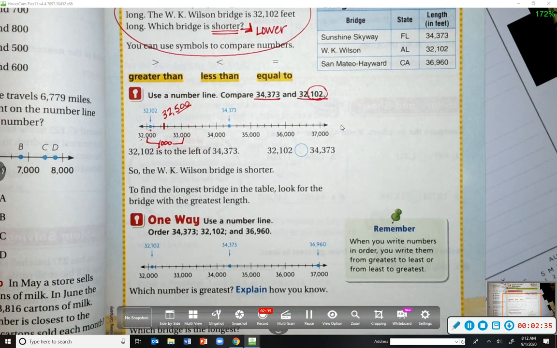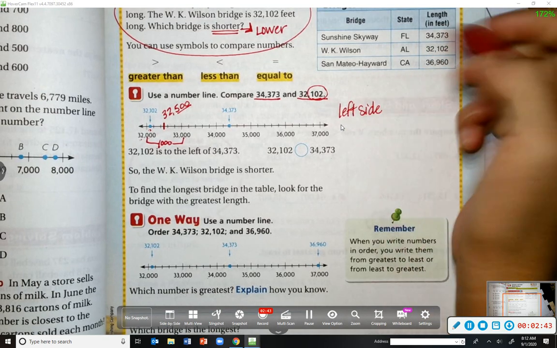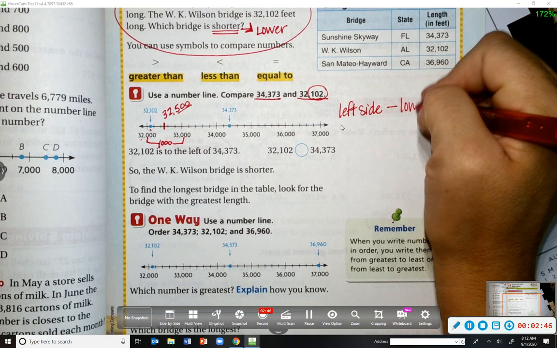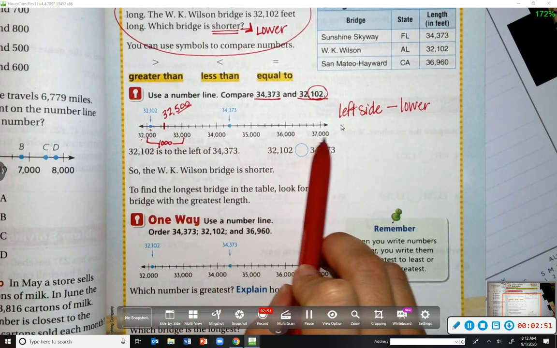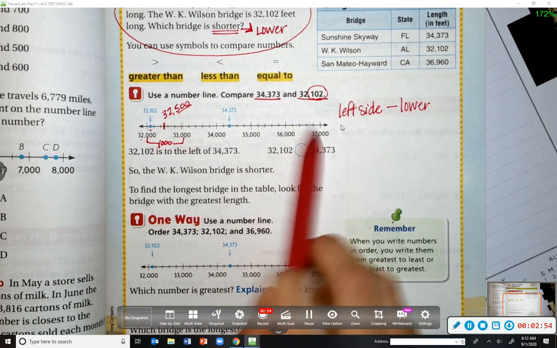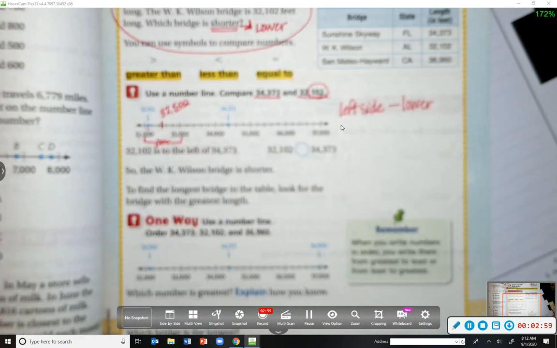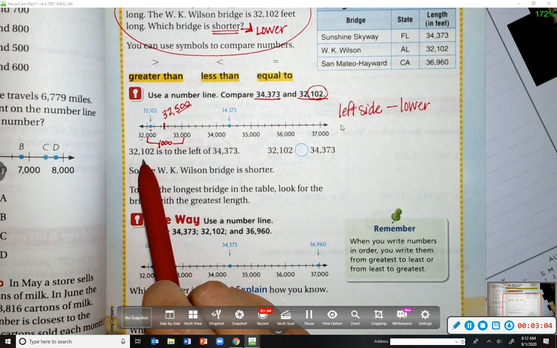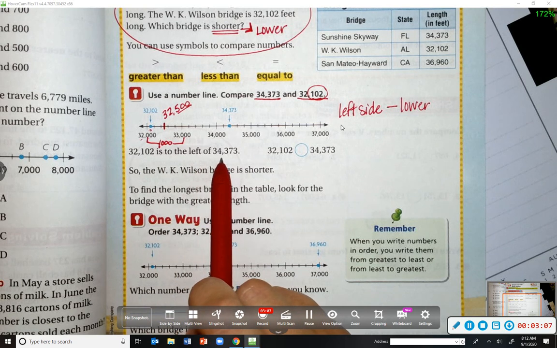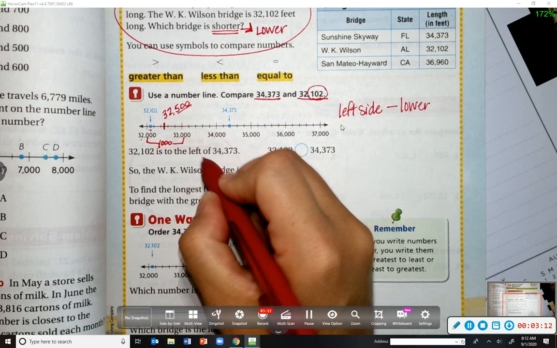Now, since we have it on a number line, we can compare them. We know that numbers on the left side of a number line are always going to be lower, because as you can see, the numbers are getting bigger as you move to the right. So they're going in order from least to greatest. Okay, so let's remember what our question asked. Which bridge is shorter? Okay, 32,102 is to the left of 34,373, so that means it is less.